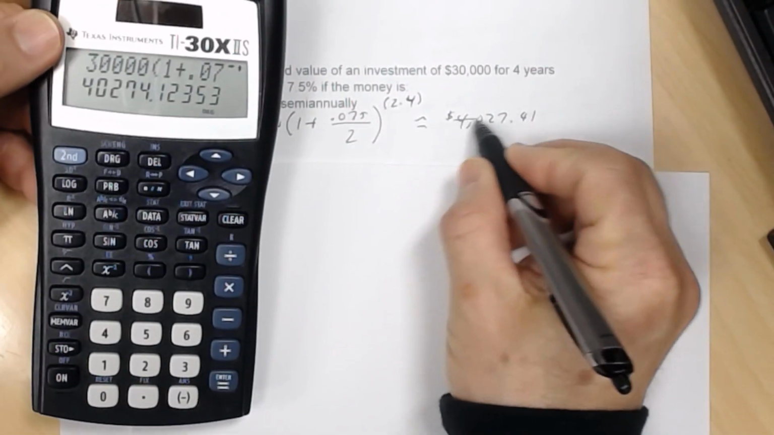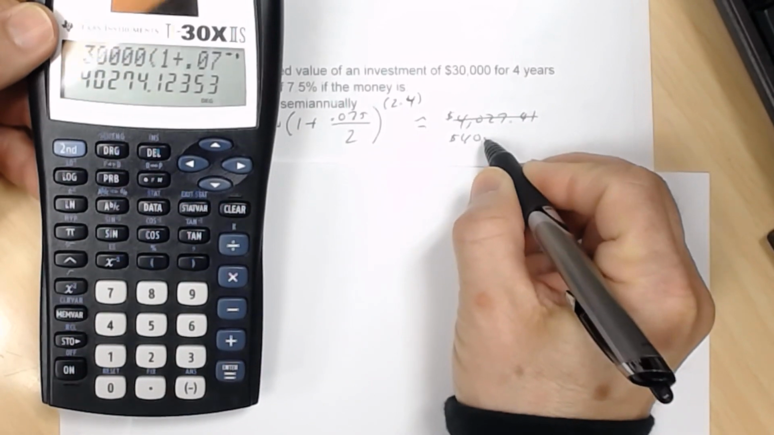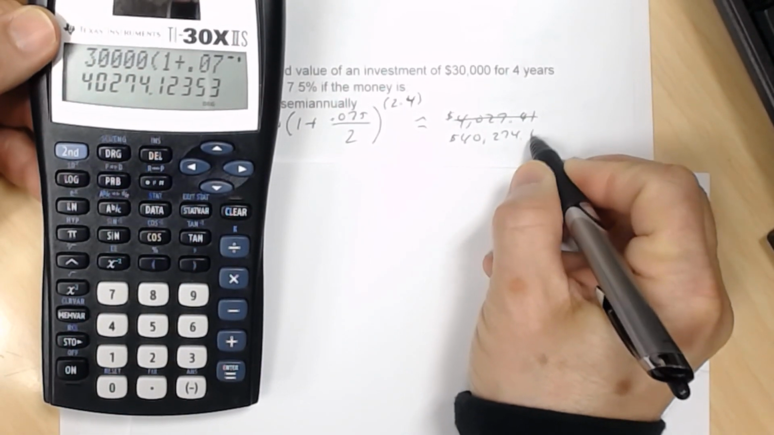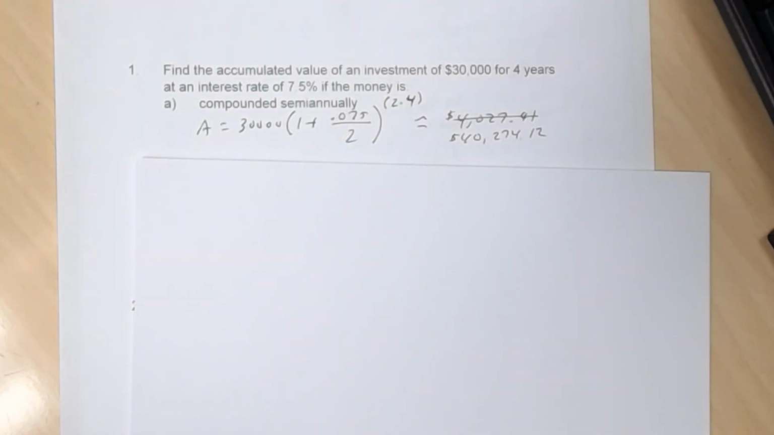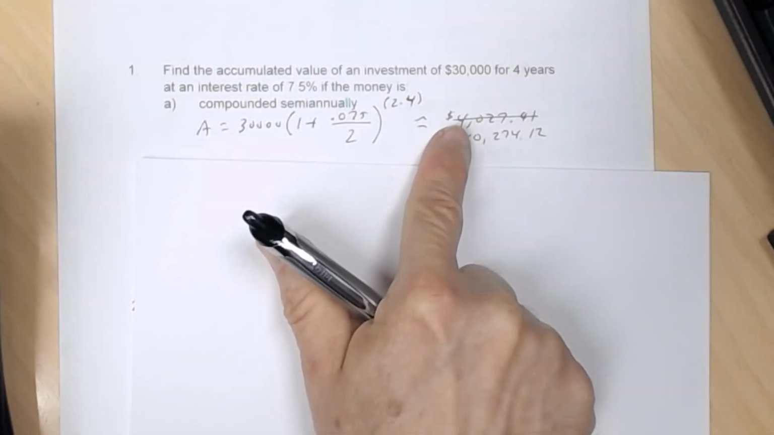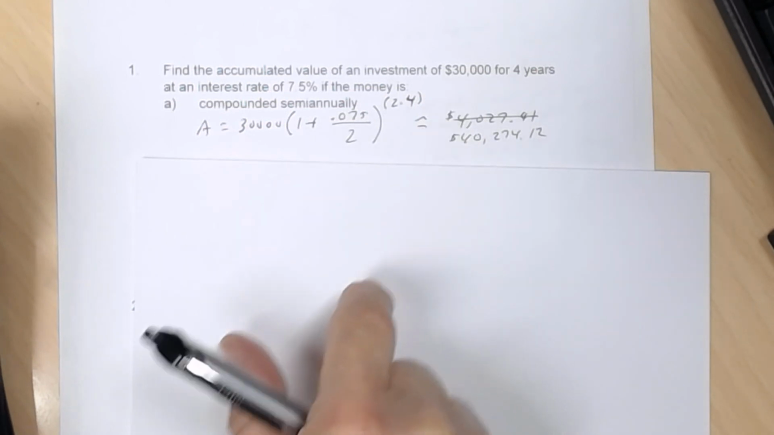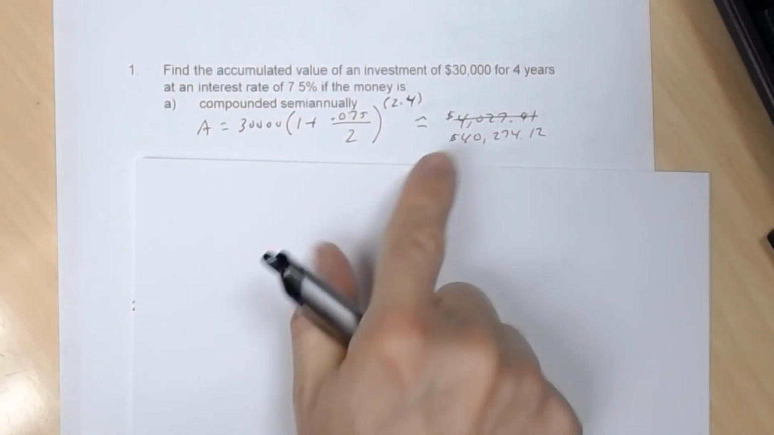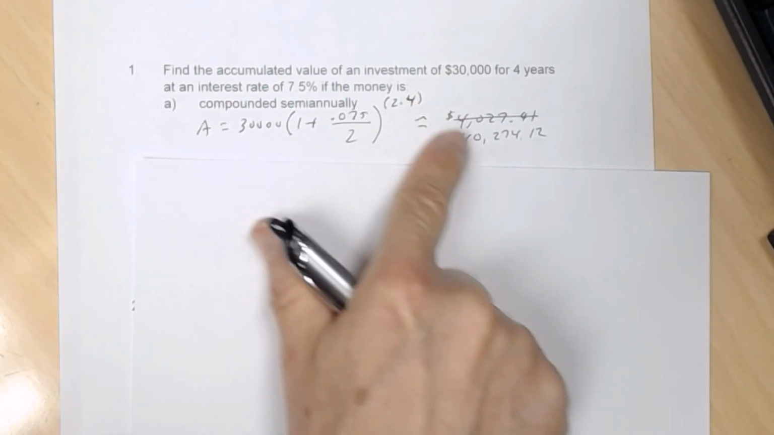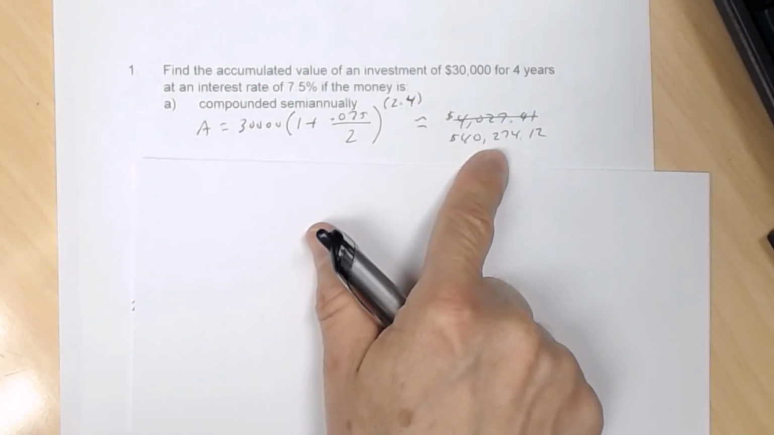So you should get $40,274. Let's do that again. $40,274.12. Okay, that should be the correct one. I knew something was wrong because that was less than the principal. So that's your accumulated value. What that means is that you went from 30,000 to a little over 40,000, correct?